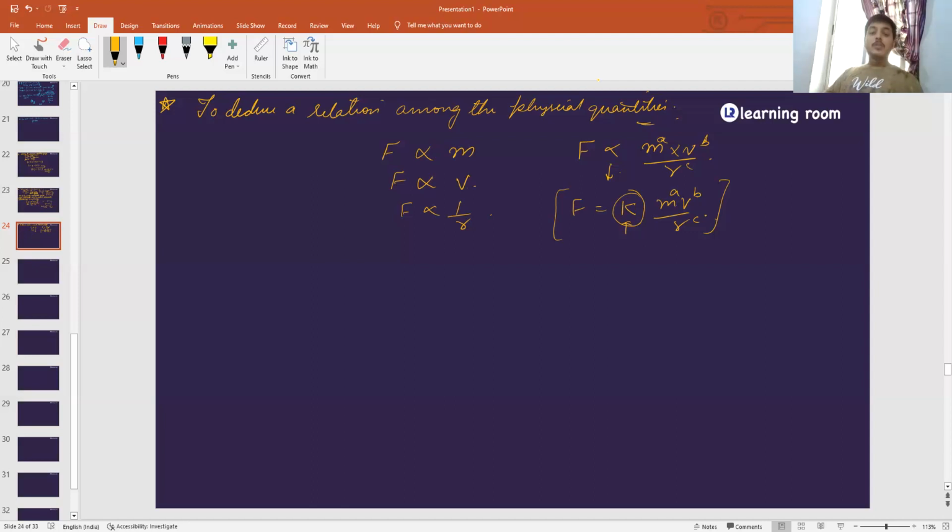Okay. So what we have to do, we have to find the dimensions of F. Ananya will tell me the dimensions of force first. Ritika will check it. MLT minus 2. Is it correct?